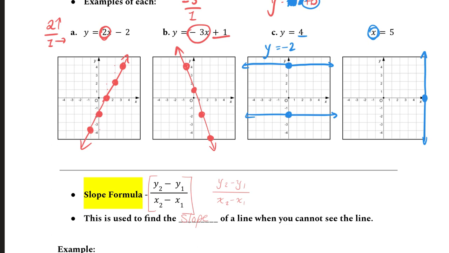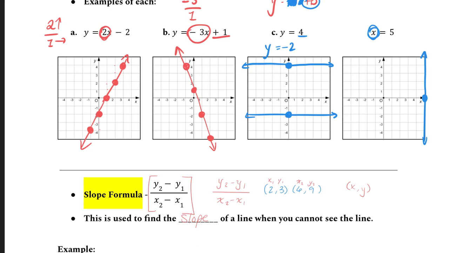Let's say you have a question that says you have a line that goes through the point (2, 3), and then it also goes through the point (6, 9). If you remember, every point has an x value and a y value. So this 2 is an x value, this 3 is a y value. The 6 is an x value, and this 9 is a y value. So this first set is our x1 and our y1. The second set is our x2 and our y2.